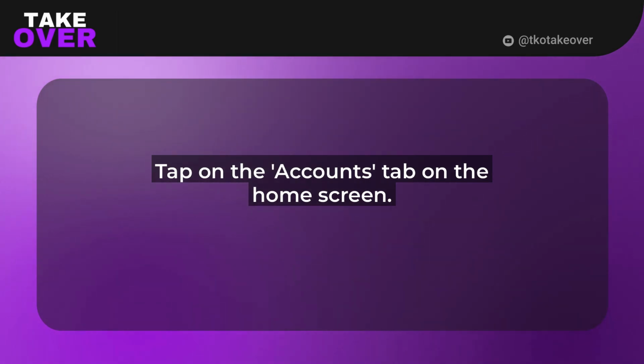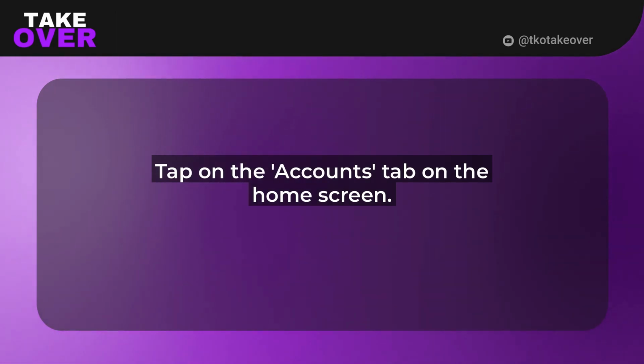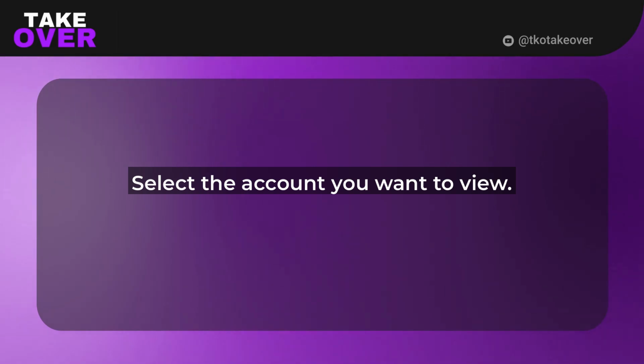Now, once you're logged in, you'll see the home screen. Look for the Accounts tab at the bottom of the screen and tap on it. This will display a list of your linked accounts, like your checking, savings, or credit cards. Select the account you want to view statements for by tapping on it.